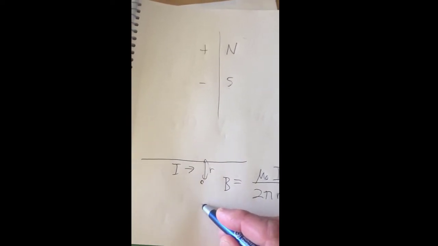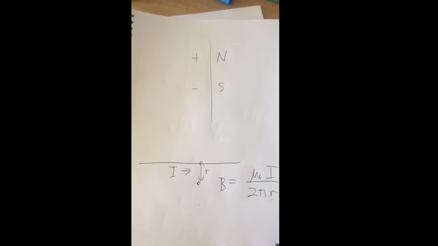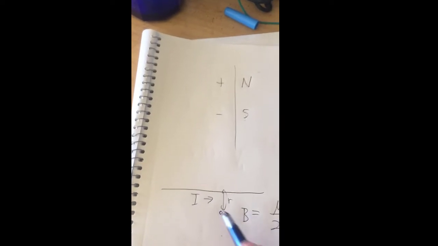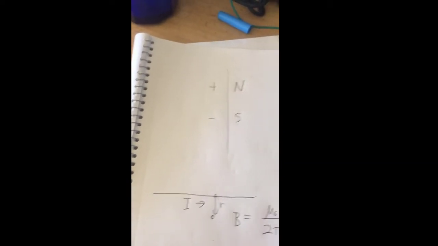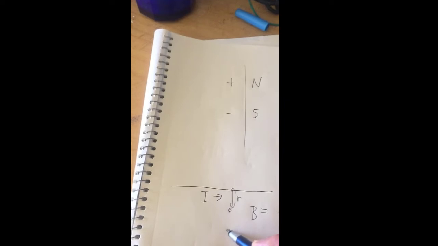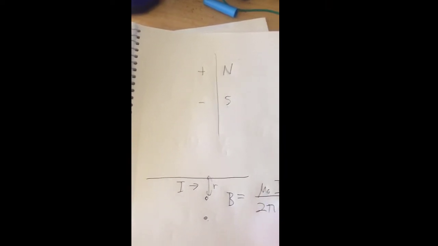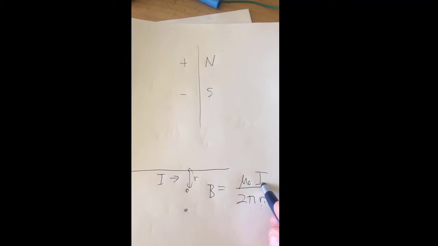So when r doubles, the magnetic field is only a quarter as strong, because it's an inverse r relationship there. I'm sorry, when r doubles, the magnetic field is half as strong. That's what I meant to say. When r doubles, the magnetic field is half as strong because you're twice as far away. And the magnetic field increases as your current gets bigger. Of course, that makes sense.